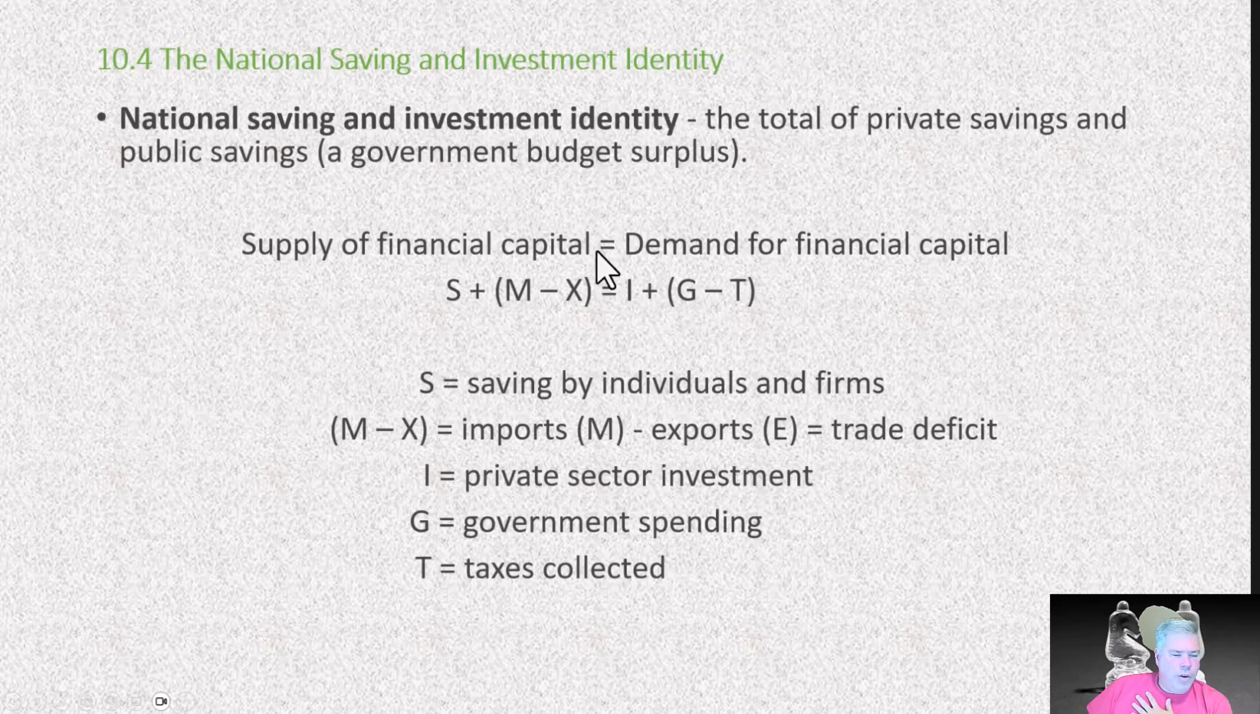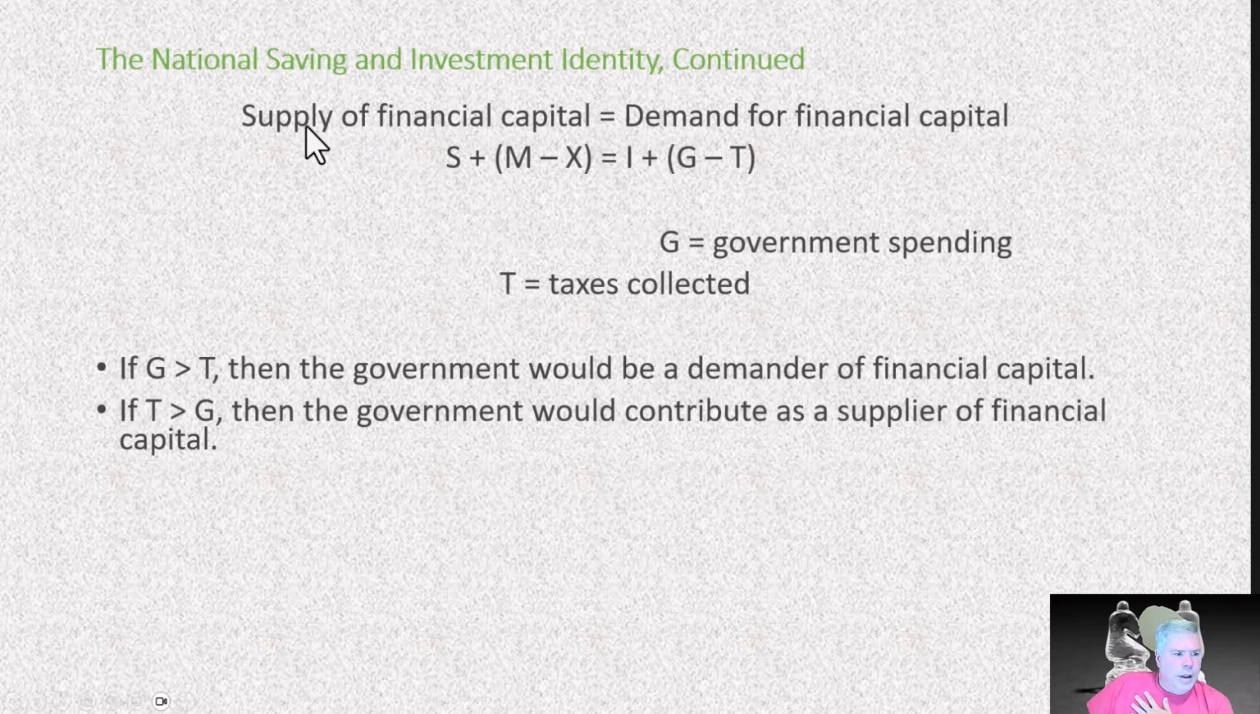Supply of financial capital, that's the demand for financial capital. So you've got to cover off how much private sector investment, and you need to cover your government budget deficit. So by definition, if you have a government deficit here, it's going to reduce the amount that's available for private sector investment because you're doing public sector investment. Supply of financial capital equals demand for financial capital. So again, these need to balance.